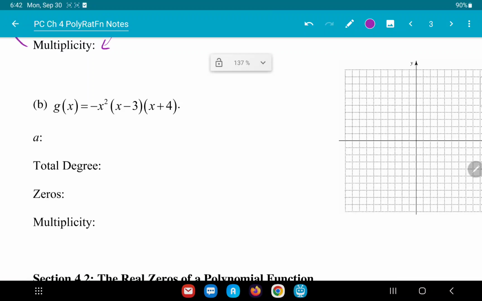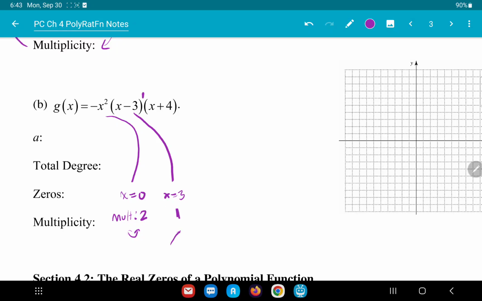So letter B here. Again, I'm just going to label the things. I notice that with x squared, that's telling me that it has a 0 at 0. And I also know that it has a multiplicity of 2, telling me it's a double root, it'll rebound. At x minus 3, I know that my 0 is 3. And again, the degree is 1, so therefore it's a multiplicity of 1. And I know it just passes through. X plus 4, same scenario. I just see that x equals -4. It's still a multiplicity of 1, and therefore, again, the graph just passes through.